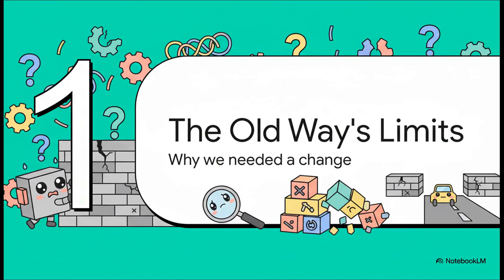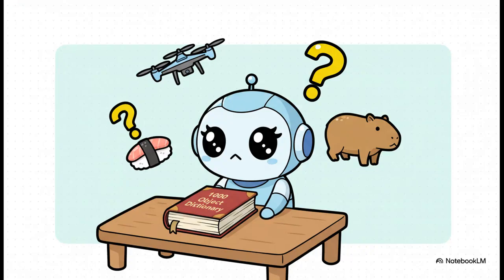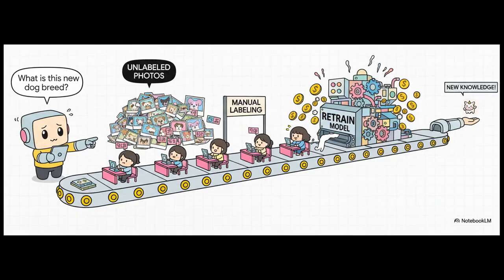Now, to really get why this is such a huge deal, we first have to talk about the old way of doing things and why it was, frankly, hitting a wall. For a long, long time, the way we trained computer vision models was on huge, meticulously hand-labeled datasets, like the famous ImageNet. Think of it like giving a student a dictionary with exactly 1,000 words. You know, they get really, really good at recognizing those 1,000 things, but that's it. That's all they know.